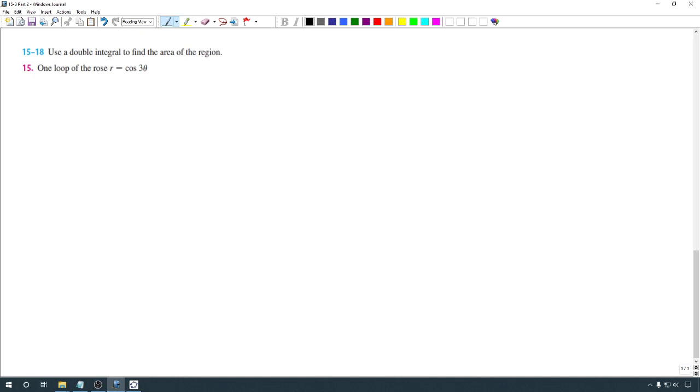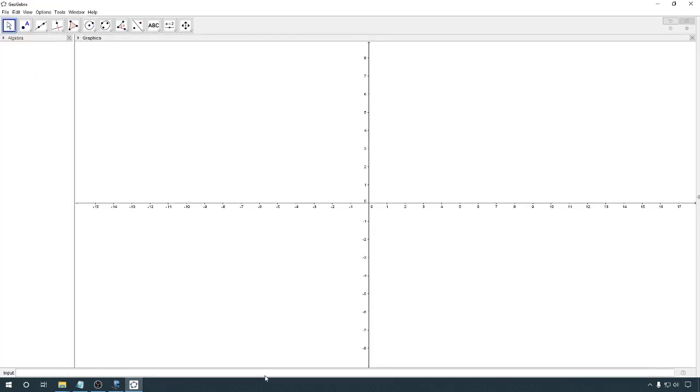In problem 15, we're going to return to that rose curve that we looked at before, though this will actually be a slightly different rose curve. There we looked at cosine of 2 theta. Here we're going to look at cosine of 3 theta. And rather than me drawing this out, let's go ahead and graph it in GeoGebra. Again, GeoGebra doesn't really allow me to plug in a polar curve directly. I need to turn this into a parameterized curve.